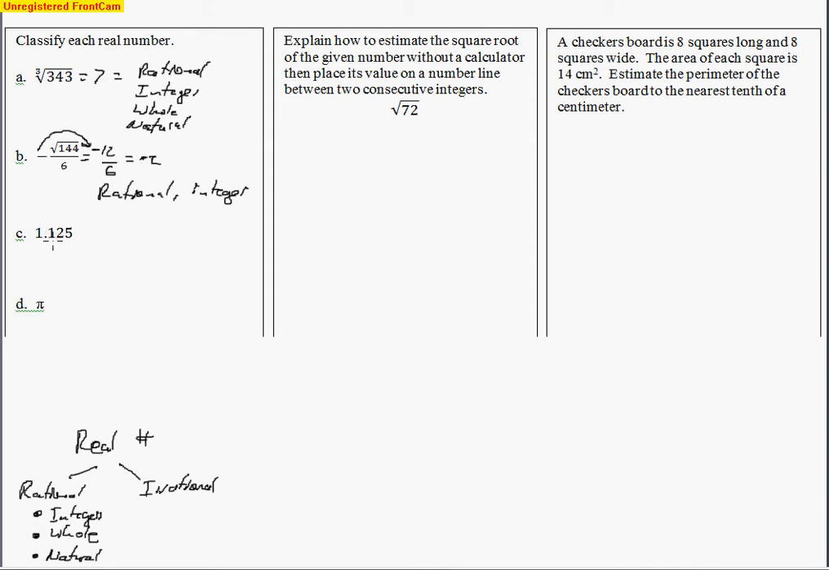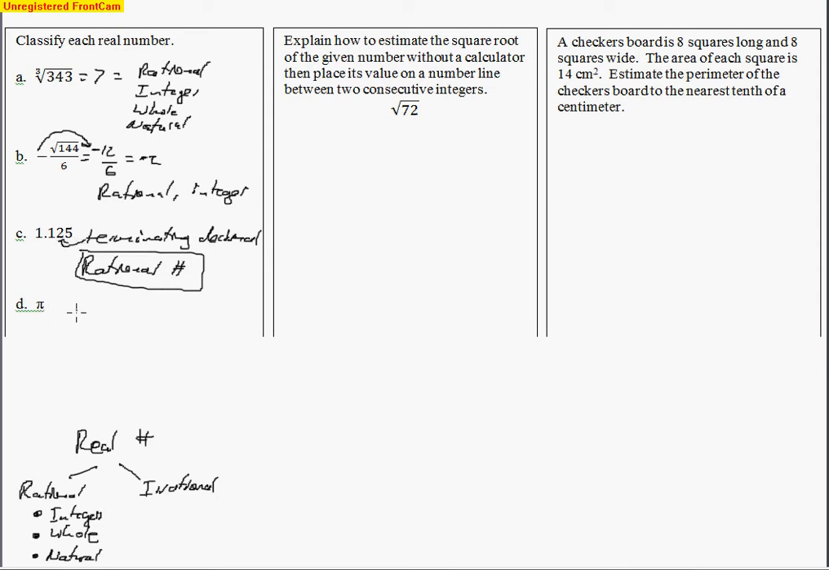This number is a terminating decimal. And whenever we have a terminating decimal, we can write that as a fraction. And so that would tell me that this is just a rational number. And that's all I need, is this part right here. Terminating decimal is just what this is.